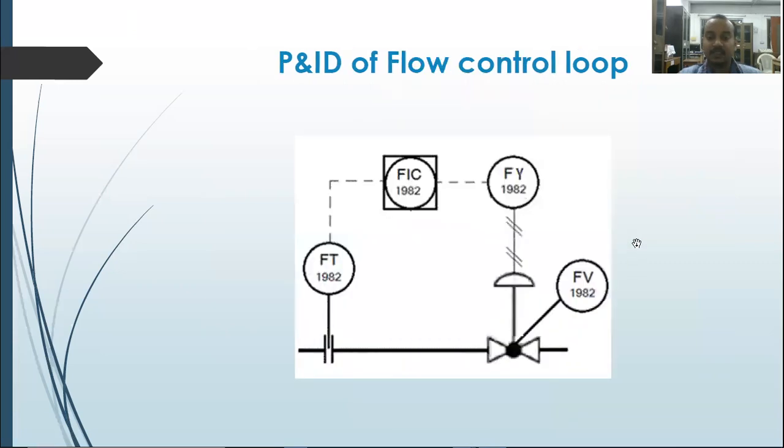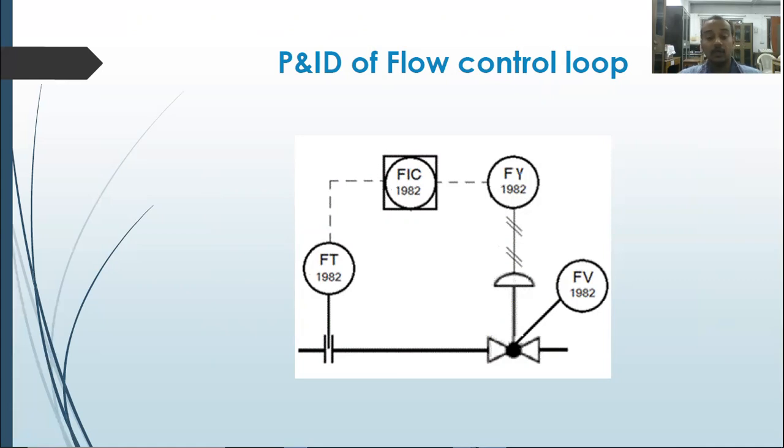If we go to the next part, it is a very interesting one: the flow control loop using the P&ID diagram. As I already mentioned when I showed you the representation of the elements of P&ID, the orifice will be represented like this. We want to measure how much flow there is in a pipeline, so an orifice needs to be installed over there. After that, FT, the flow transmitter or flow sensor, as we can say. And one interesting fact is that this loop number is 1982.